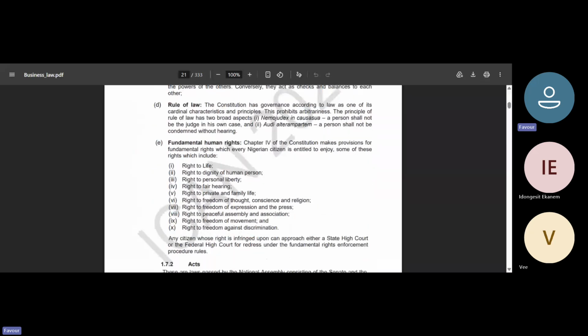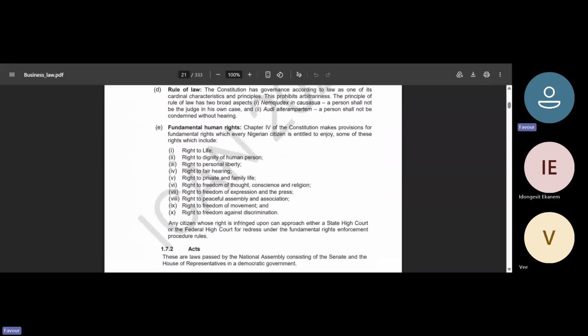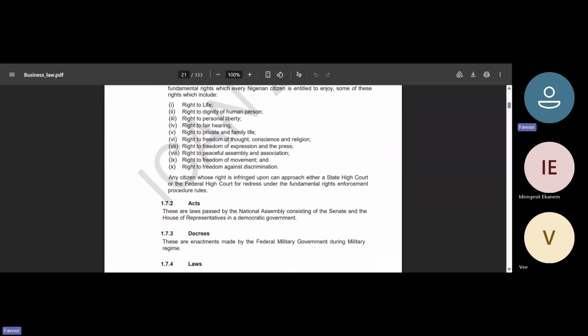So the next one is acts. Remember, we are still talking about the sources of Nigerian law. We have talked about English law, and this is now under Nigerian legislation, of which the first was the Constitution, and this is acts. So what are acts? These are laws passed by the National Assembly, consisting of the Senate and the House of Representatives. So when you hear that a bill has been passed into law, that bill is now an act, like the new tax act, the tax reform act. They were passed into law by the National Assembly.